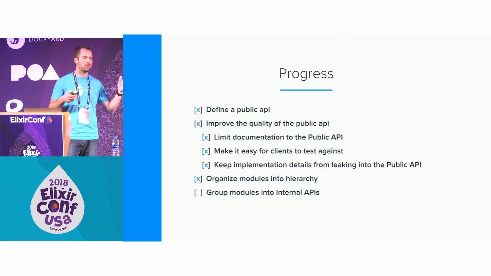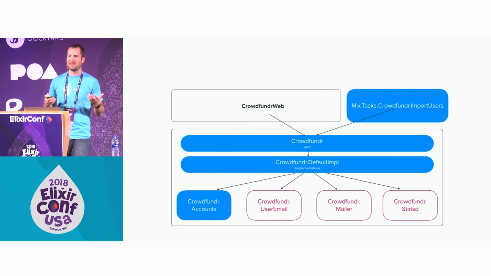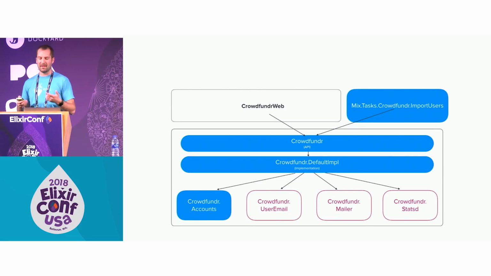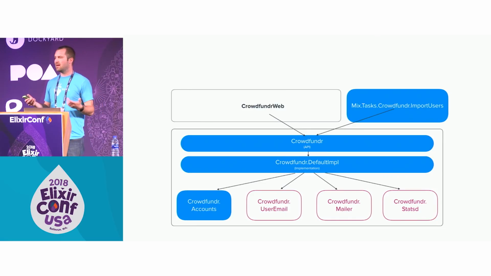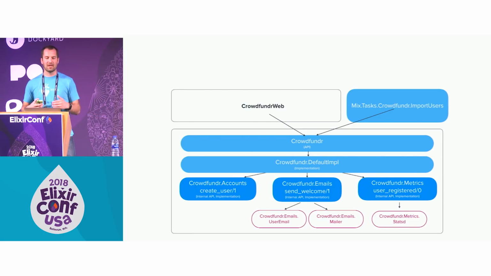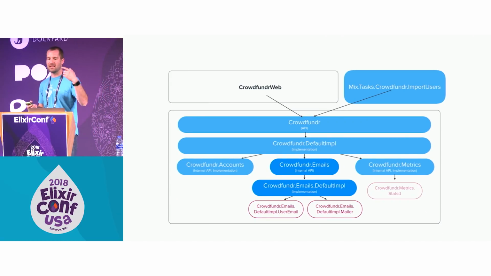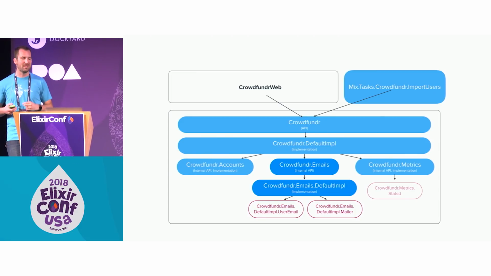Now the next thing we're going to do is group our submodules into internal APIs. So we have the accounts, user emailer, mailer, and statsd, and really these last three don't provide nice APIs. You have to use two modules to send an email, and then another module you're calling increment on to send off a metric, and that's not really nice. So we can insert a second layer of APIs, and these are our internal APIs. We can call accounts.createUser, emails.sendWelcome, and metrics.userRegistered in our high-level code, and then these APIs can delegate to these helper modules where needed. And the cool thing about having an API is you can separate the API from the implementation, and then you get that swappability again.